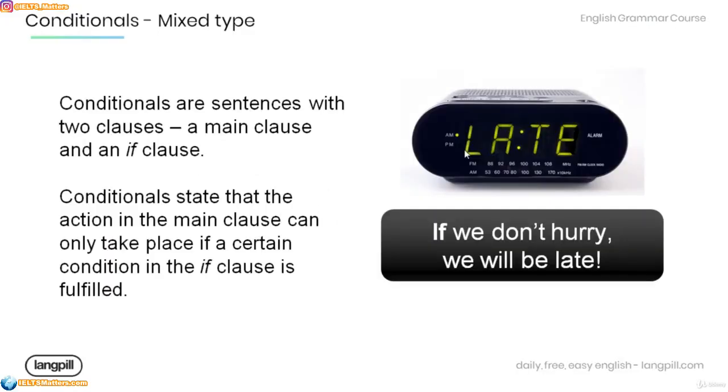Remember that conditionals are sentences with two clauses, a main clause and an if clause. Now, conditionals state that the action in the main clause can only take place if a certain condition in the if clause is fulfilled. Have a look at the example over here. If we don't hurry, we will be late. Now, this is a conditional sentence, and it's used to state that the action in the main clause, being late, will take place if we don't hurry.